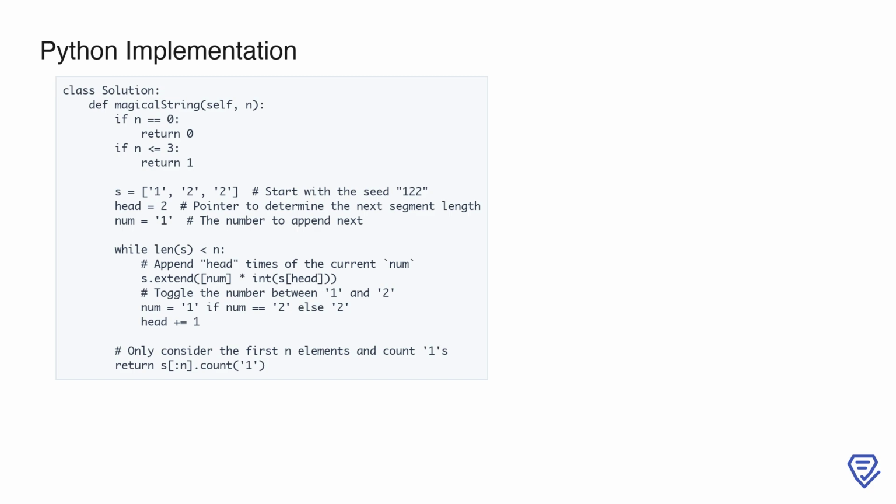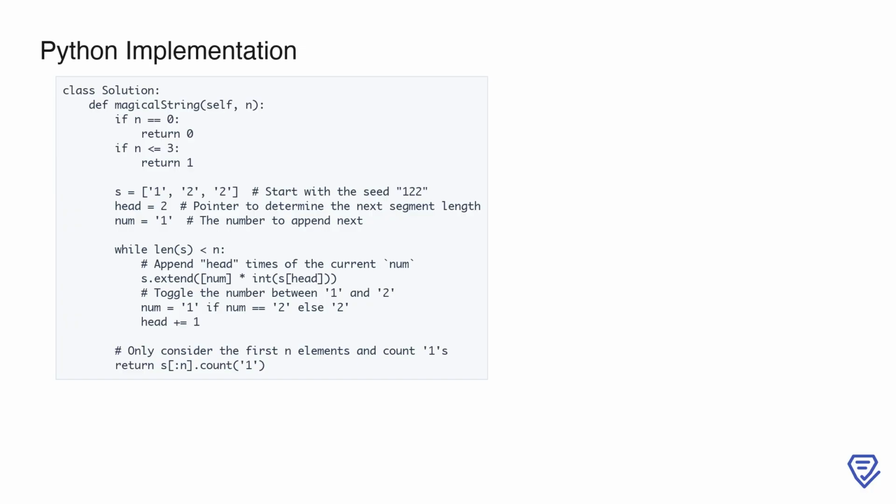3. Generate the string. While the length of s is less than n, we extend s by appending the current number int(s[head]) times. Here, s[head] specifies how many times to append the current number. After appending, we toggle number between 1 and 2. We increment head to process the next segment.